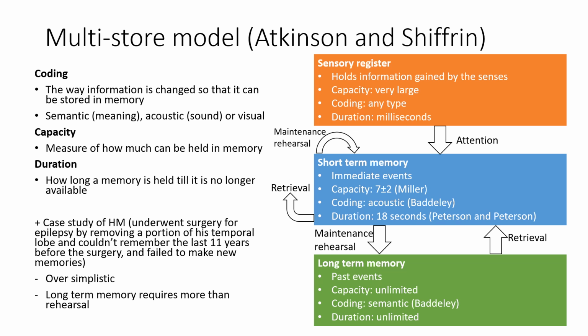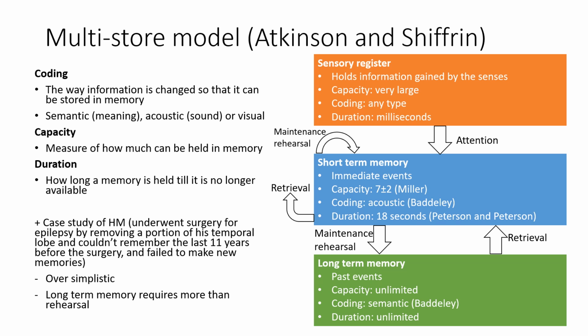And then going on to the multi-store model, you have the sensory register, which holds information gained by the senses, for example the eyes, ears, mouth, nose, touch. The capacity of this is very, very large. It can hold a lot of information because with so many senses, they're all gaining information all the time. Coding is any type, because this covers every sense, but it is only held for a few milliseconds. Once a smell goes away, you can't really smell it anymore, can you? And then to move this into the short-term memory, you need to just pay attention to it.